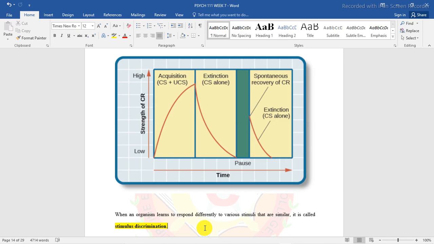So, this is our table, here comes the timing and strength of the CR. Acquisition: the conditioned stimulus is paired with the unconditioned stimulus, you add it, and you get acquisition. But extinction: if it is the CS alone, with no timing, the chance and the strength of the conditioned response will weaken. It's hard to condition with the CS alone. There should really be consistency. Spontaneous recovery: you can recover that behavior.